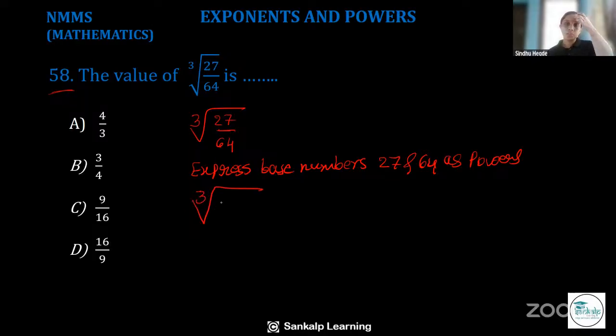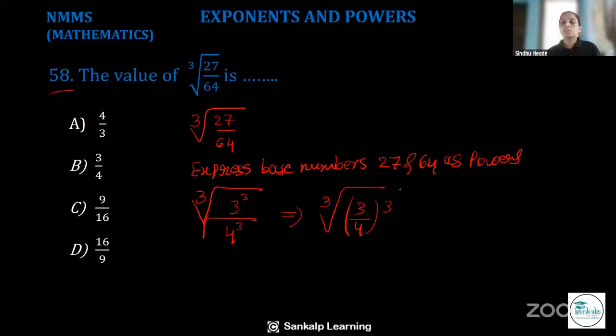27 can be expressed in power, so we can write it as 3 cube, divided by 64, which is actually 4 cube. 3 cube is 27, 4 cube is 64. So now it becomes cube root of 3 cube by 4 cube. So we can write it as cube root of 3 by 4 the whole cube, because both numerator and denominator contain the same power.